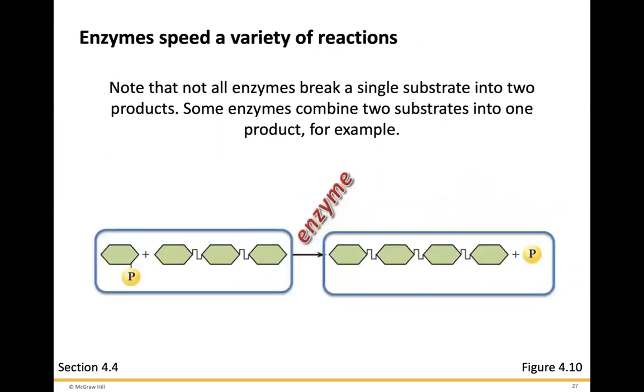Enzymes ultimately will speed a variety of reactions. Note that not all enzymes break substrates into smaller products. Some enzymes actually combine two substrates to form one product. Okay, so this goes both ways. You can either break down, such as in a catabolic reaction, or you can put together or form a larger molecule, such as in an anabolic reaction.